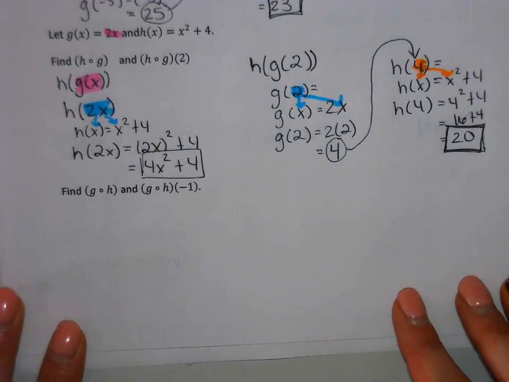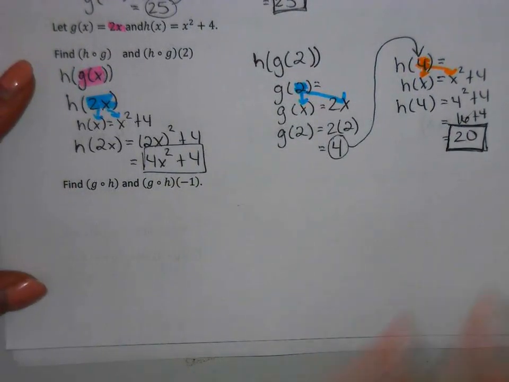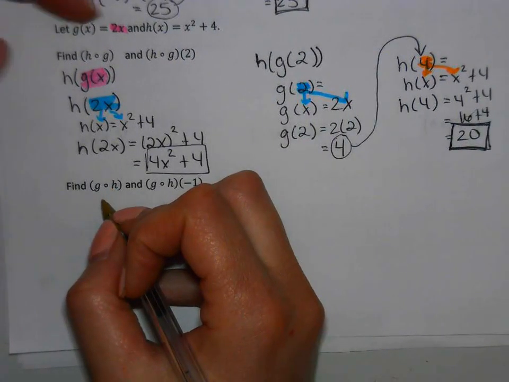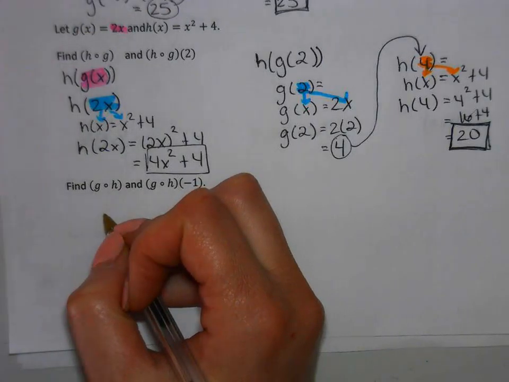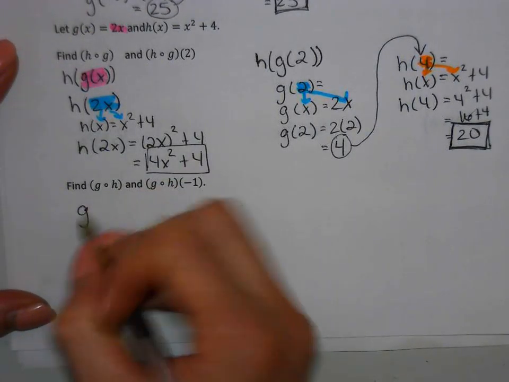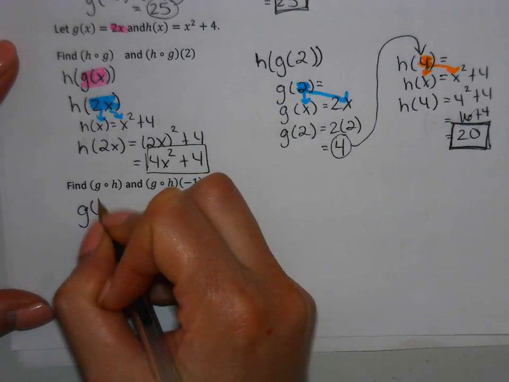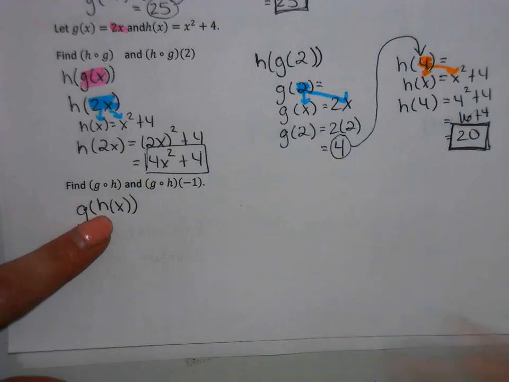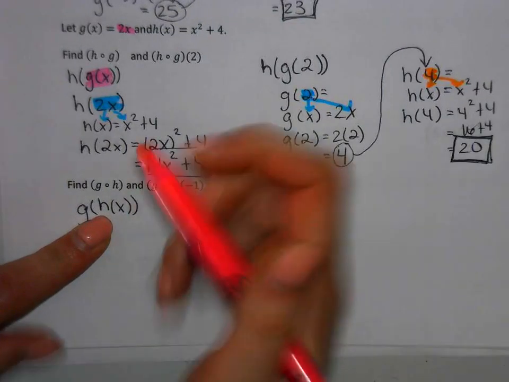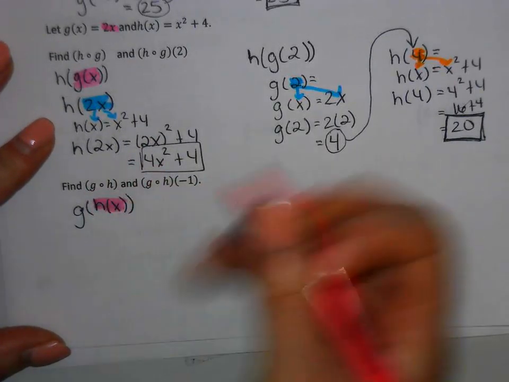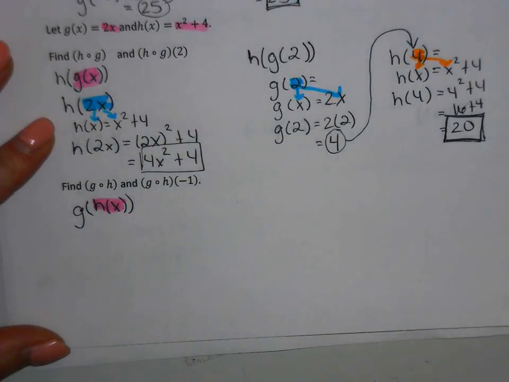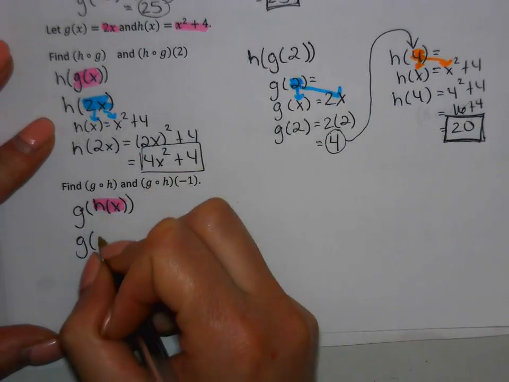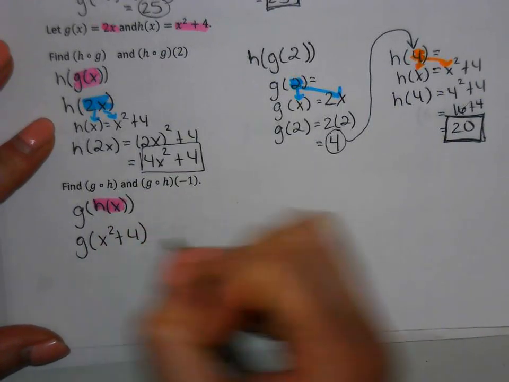Now let's take a look at the composite function g with function h. So we're still using g of x equals 2x and h of x equals x squared plus 4. So it's going to be the composite function of g with the function of h of x. So here we're starting with our function of h, which in this case is x squared plus 4. So we are going to have g of, and replace our h of x with x squared plus 4.